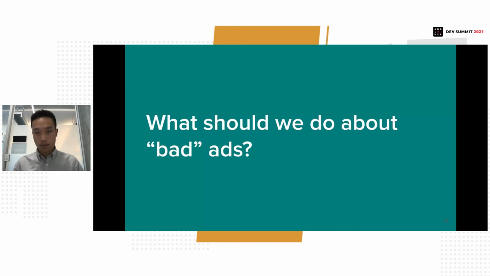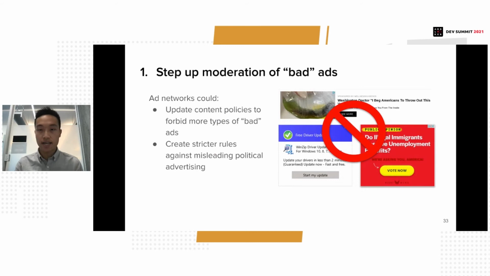I'll end my talk with some recommendations on what we might be able to do about bad ads to try to improve the health and quality of the online ad ecosystem. So first, we suggest that ad networks should step up moderation of bad ads by updating their content policies to forbid more types of ads that users dislike, such as distasteful supplements and deceptive advertorials. Ad networks should also pay more attention to the use of deceptive content and misinformation in political advertising. For example, they should look more closely at ads with political content used to harvest personal information or sell products, and ensure that these campaigns aren't spreading harmful misinformation.